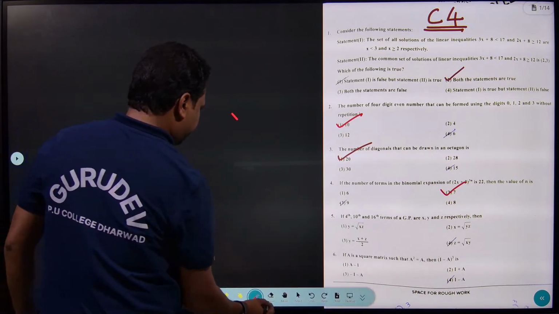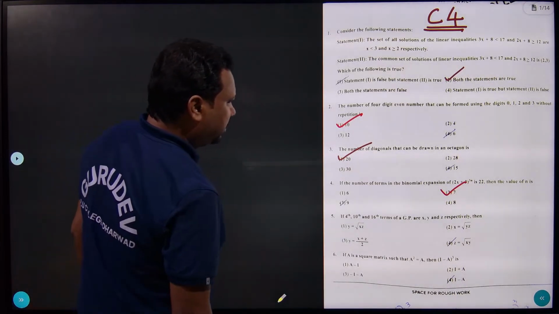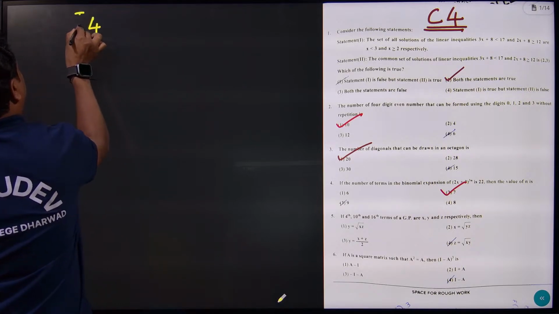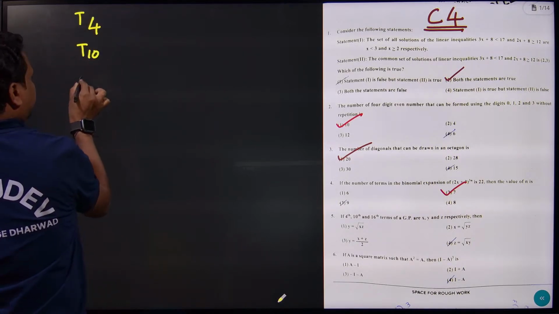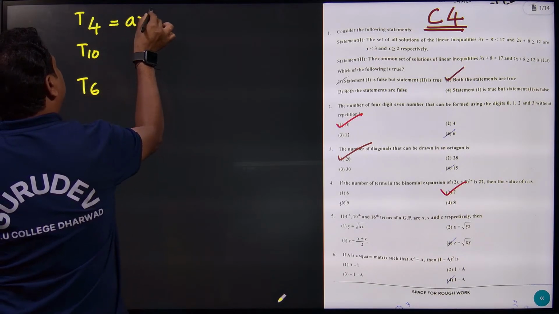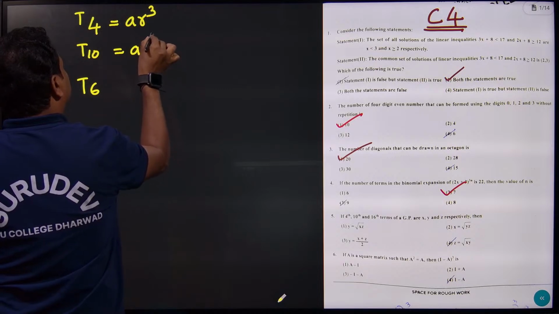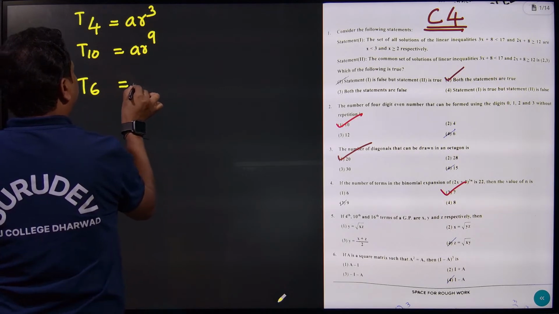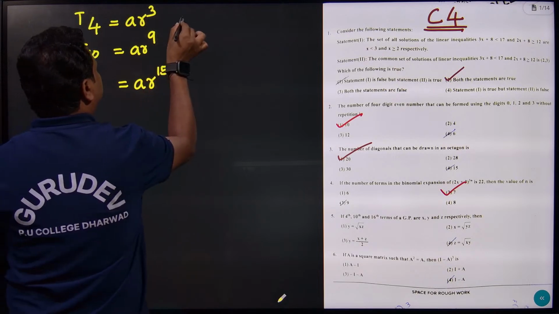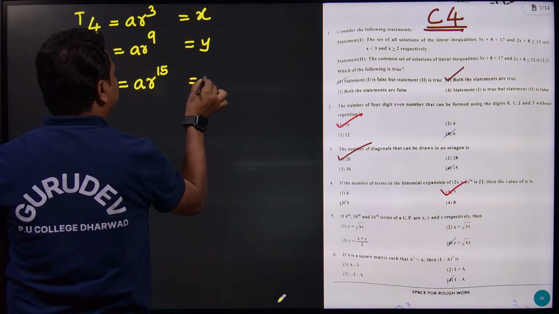So in the next question, if the 4th term, 10th term and 16th term of a GP, what do you mean by GP? ar cube, ar raised to 9, ar raised to 15 are given respectively equal to x, y and z.